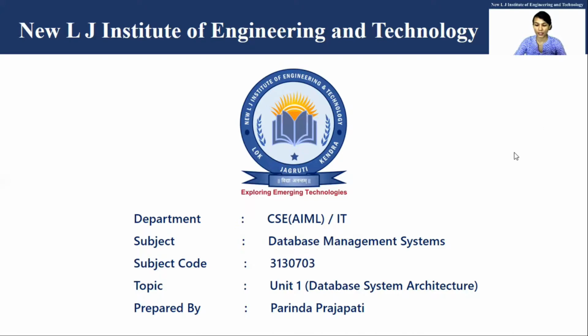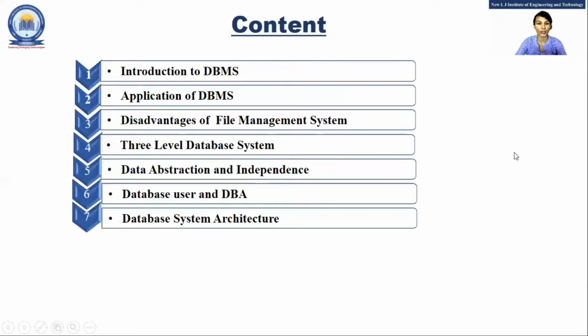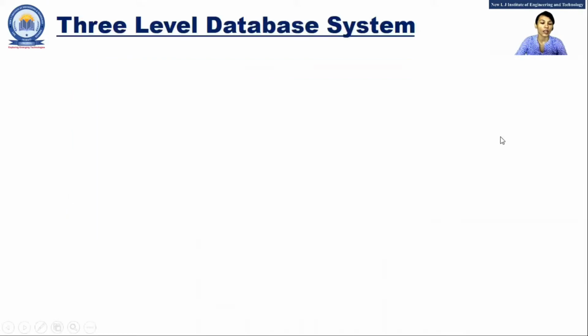In the last video lecture we covered the first topic, which is introduction to DBMS, applications of DBMS and disadvantages of the file management system. In this video lecture we are going to cover the 3-level database system, data abstraction, database users and DBA. So let's continue. Our next topic is the 3-level database system.